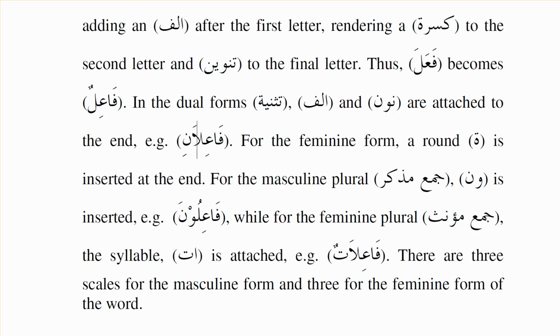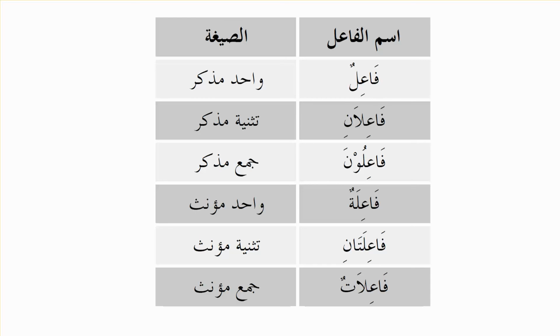Okay, let's take a look at it all at one shot. There we go. We have everything written right there for us. Fa'ilun, fa'ilani, fa'iluna. Fa'ilatun, fa'ilatani, so you place the ta and you put the alif and the nun after it. Fa'ilatun. So fa'ilun, one doer. Fa'ilani, two doers. Fa'iluna, a group of doers. Fa'ilatun, one feminine doer. Fa'ilatani, two feminine doers. Fa'ilatun, a group of feminine doers.